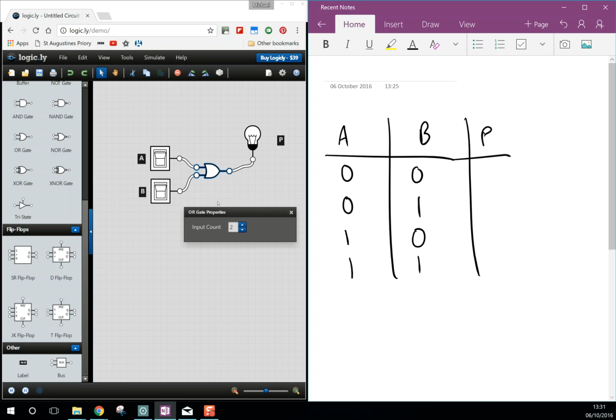With an OR gate, if we follow this truth table here, with both of the inputs switched to 0, the output is 0. When B is switched to on, the output turns on also. And if we swap those around, we can see that when A is 1 and B is 0, P is 1. And with both A and B set to 1, P is still 1. So that's a truth table for our OR gate.